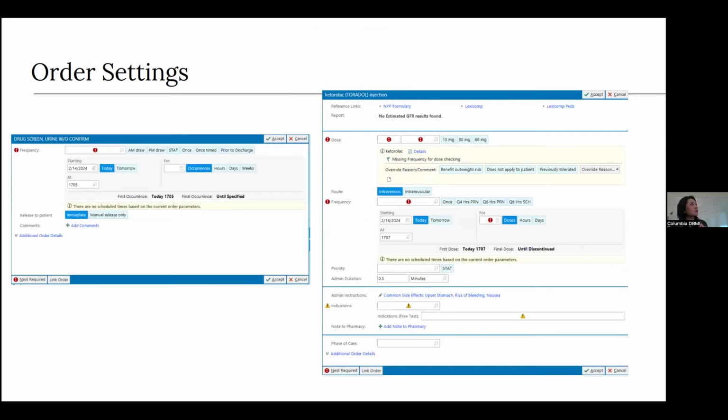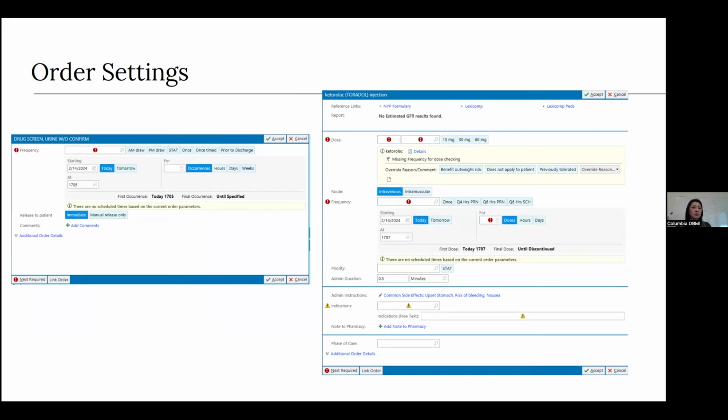And so I'll show you, if you guys can see, these are two examples of the types of orders you can place. One is a lab test, this is a urine drug screen. Another one is a medication, IV ketorolac. And so when the user selects this order, these are what the default settings look like.